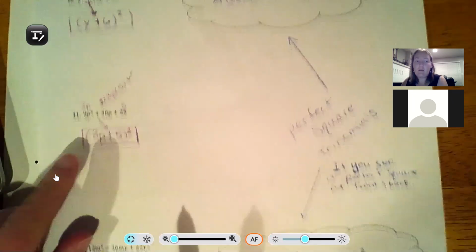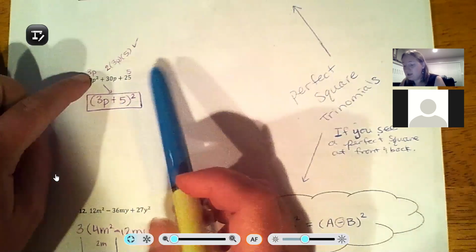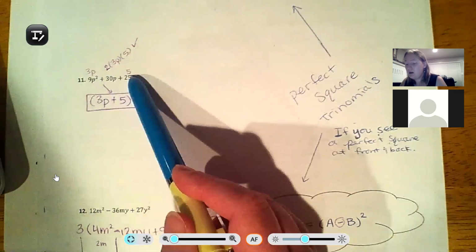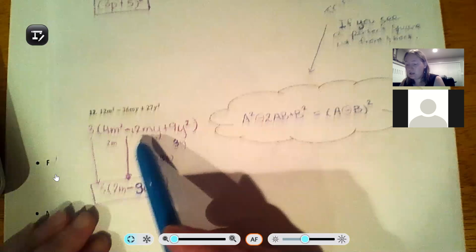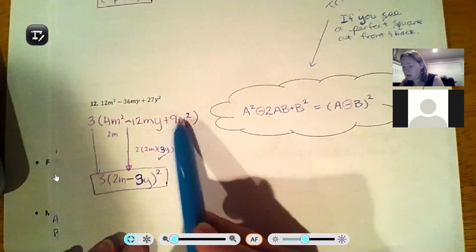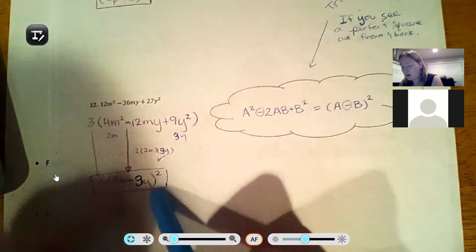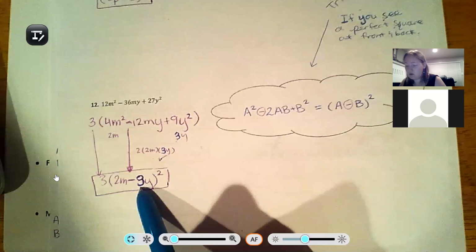Versus, or like number 11, this is a perfect square, that's a perfect square, it's 3p and 5. This is 2 times 3p times 5, so it is a perfect square. That, put a plus. Here's a minus situation. That's a perfect square, that's a perfect square. This one has a y squared at the end. So what was squared, that is twice the two things. And so it is a perfect square.